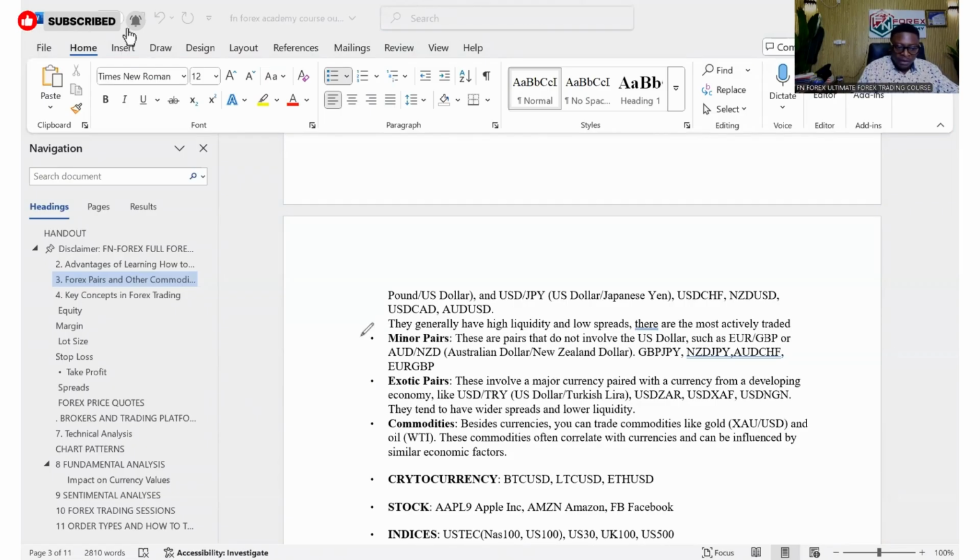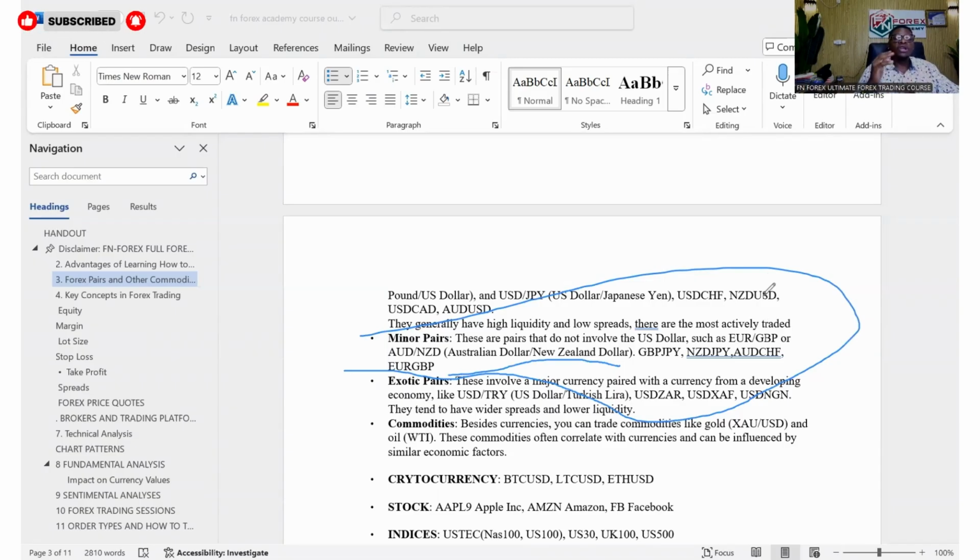So right here on the minor pairs, sorry, my hand is a little shaky, but these are the minor pairs right here. On the minor pairs, we have Great British Pound versus JPY. We have NZD JPY. We have AUD CHF. We have Euro GBP. We have AUD NZD, right? So these are minor pairs because they don't have the USD, unlike the major currency pairs.